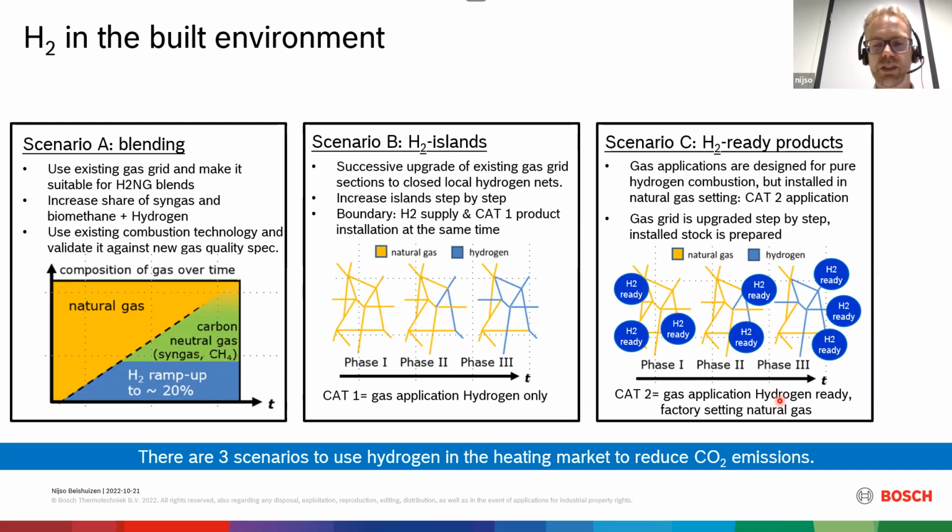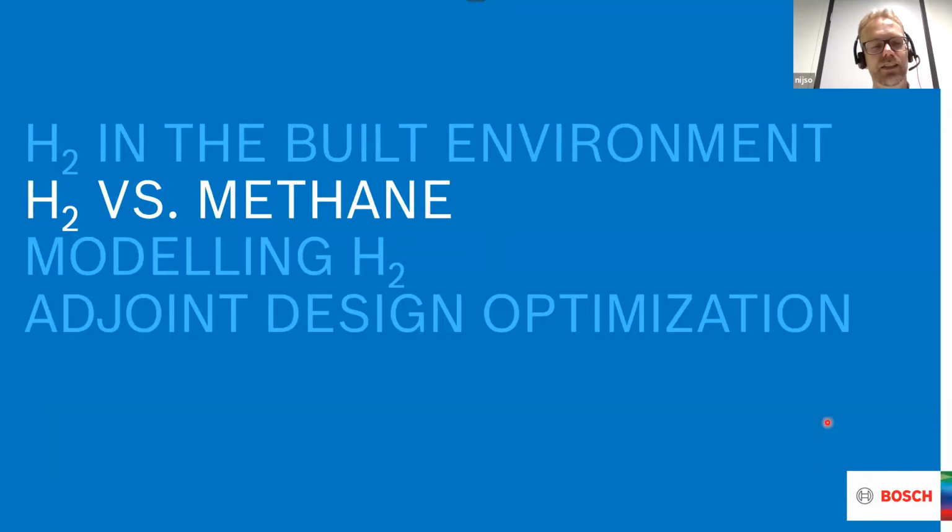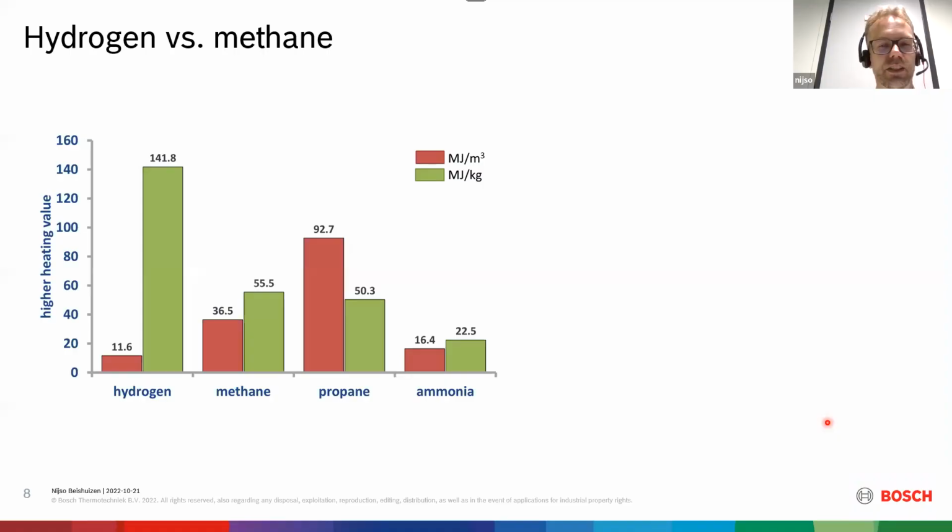And to assess what needs to be done, it is important, of course, first and foremost, to identify the differences between natural gas, so methane, and hydrogen. So what is actually the difference between hydrogen and methane? Now, one of the most important differences between hydrogen and methane is the energy content, or the heating value of the fuel.